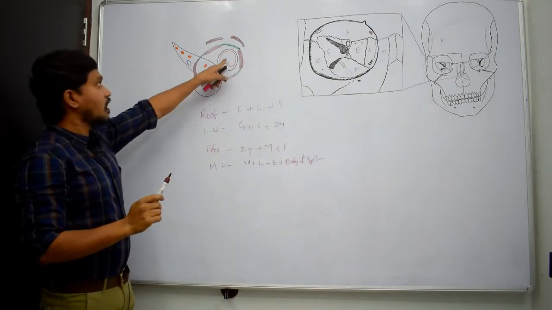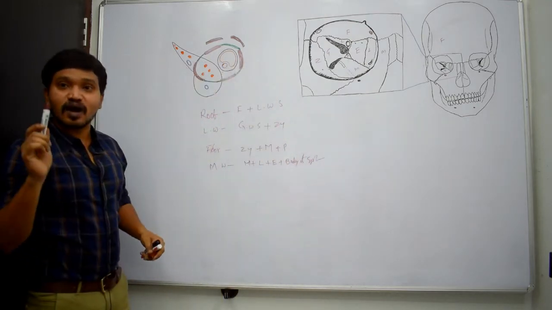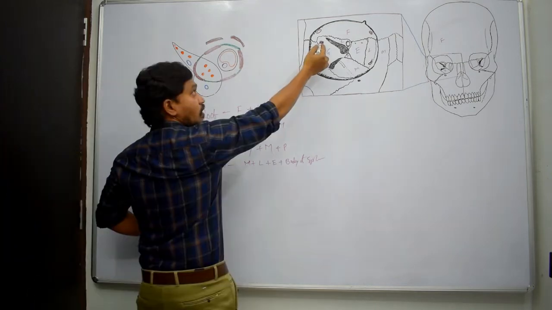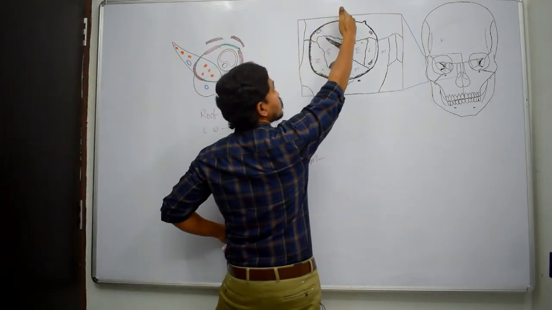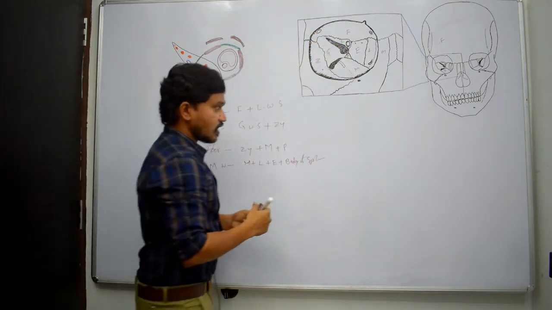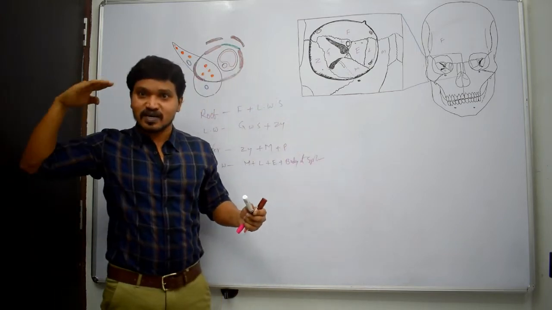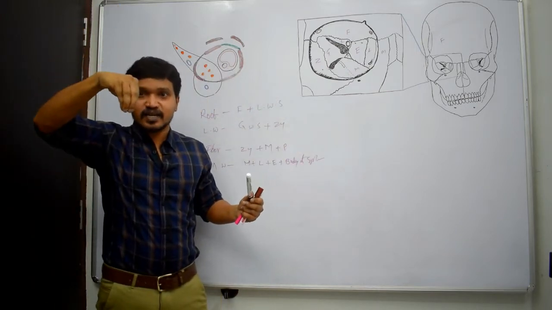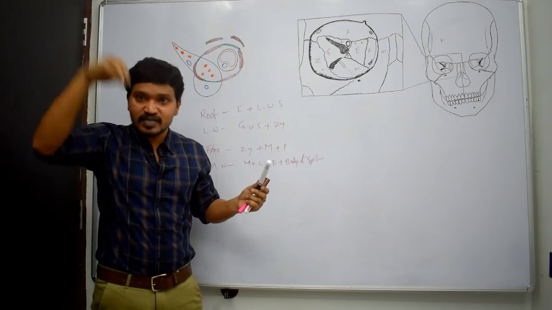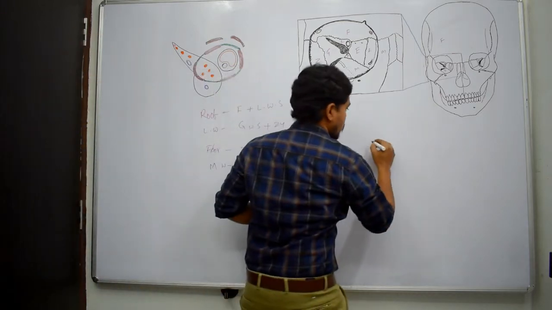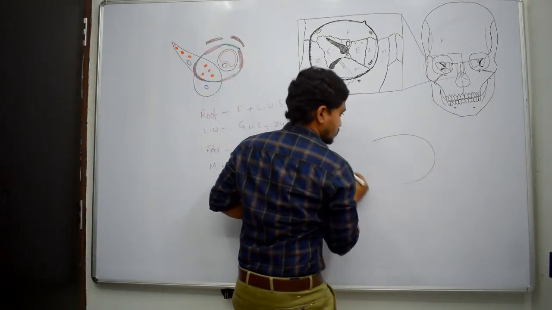Through that canal, the optic nerve and ophthalmic artery are passing. Then, what are the relations? Above the roof, what is there? If you take the transverse section of the skull and look interiorly, that means if you remove the brain and look inside, what can you find? I am taking the cut section.